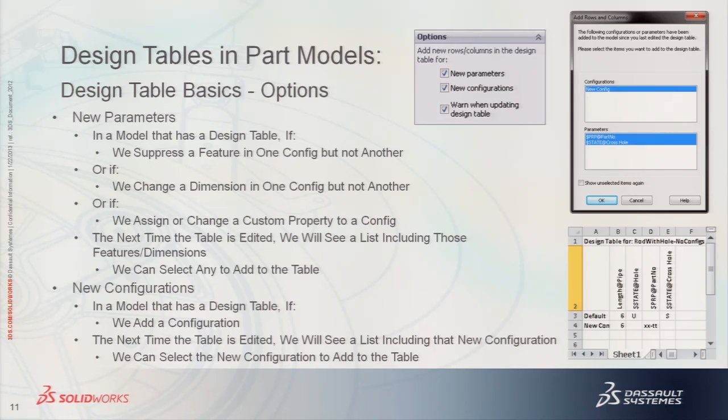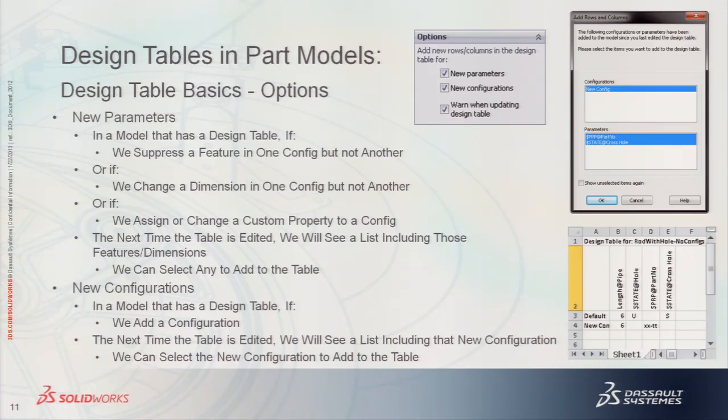You got 5 configs in there, and now outside of the design table, you manually add a new config. So now you've got 6 configs, but only 5 of them are in the table. If new configs is checked, then the next time you edit the table, you'll get a message that will come up and list the new config, and if you select it and hit OK, it'll actually put that into the table for you. Okay, so it's kind of like the auto create, but it's just taking a config you put in manually and throwing it into the table for you.